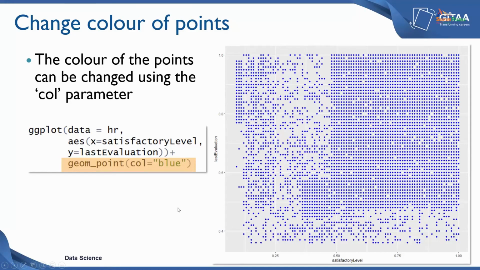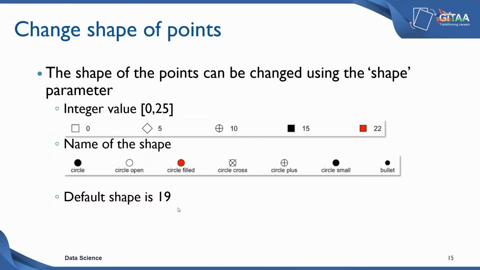Now instead of changing the color of the points, I can also change the shape of the points. So let's see how to change the shape of these points to any other shape. The shape of the points can be changed using the parameter shape. The parameter is called shape, and under that you can mention a value. There are two kinds of values that this parameter takes.